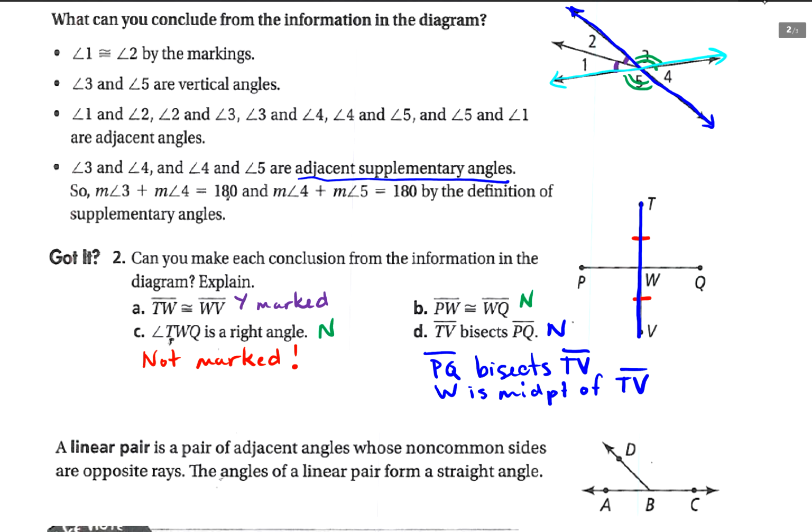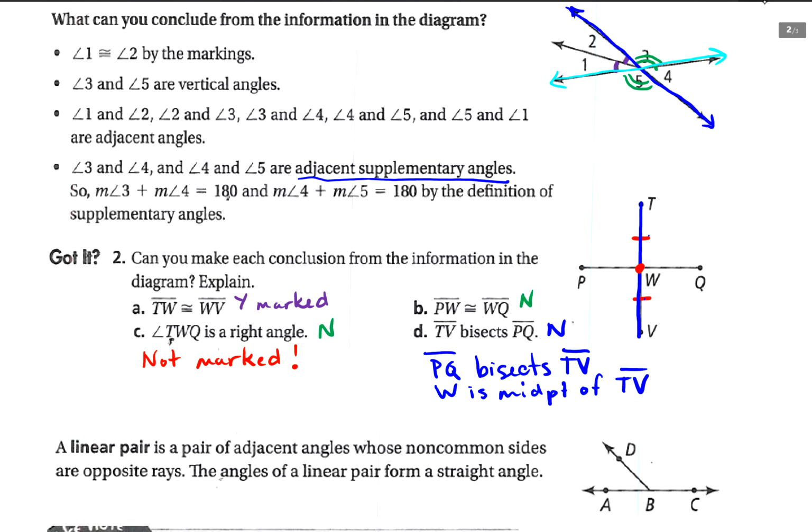That is not true. We cannot say that because there are no markings on PQ. But let's look at it the other way around. Segment PQ bisects segment TV. We know that because we have the congruent markings. And because we have the congruent markings, we also know that point W is the midpoint of segment TV.